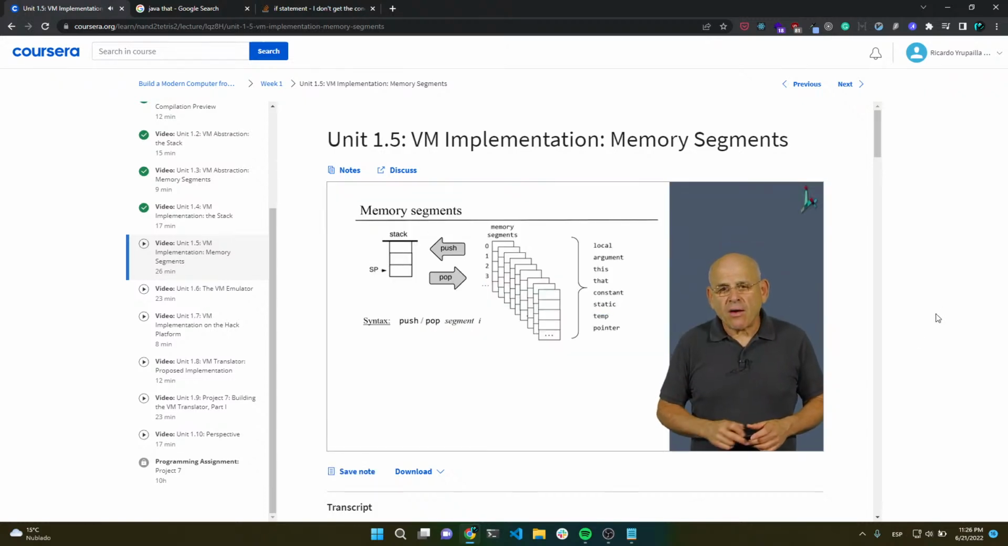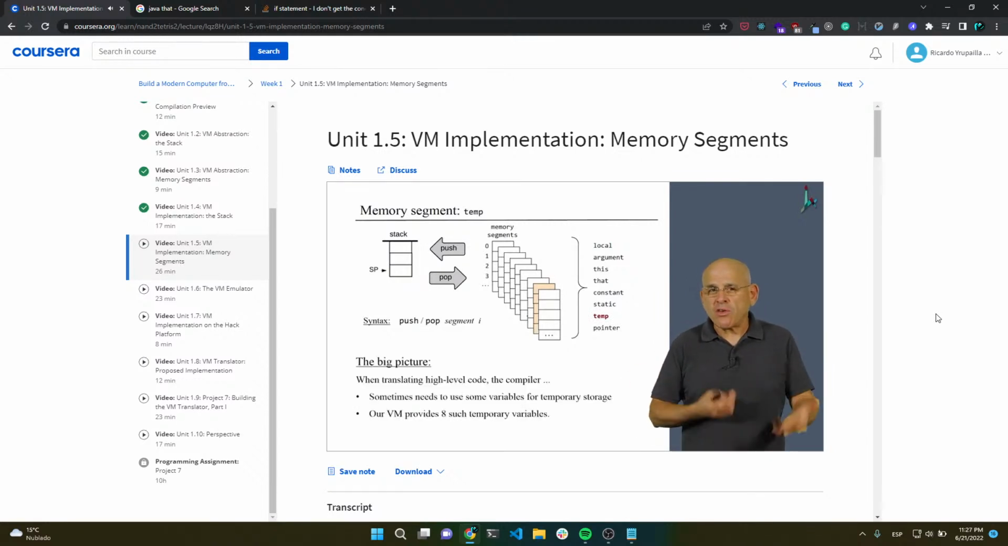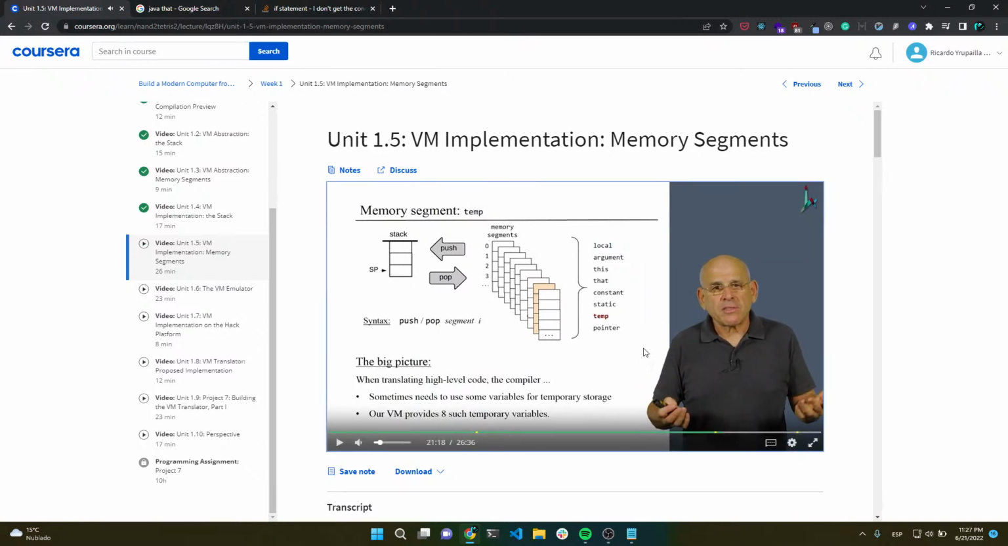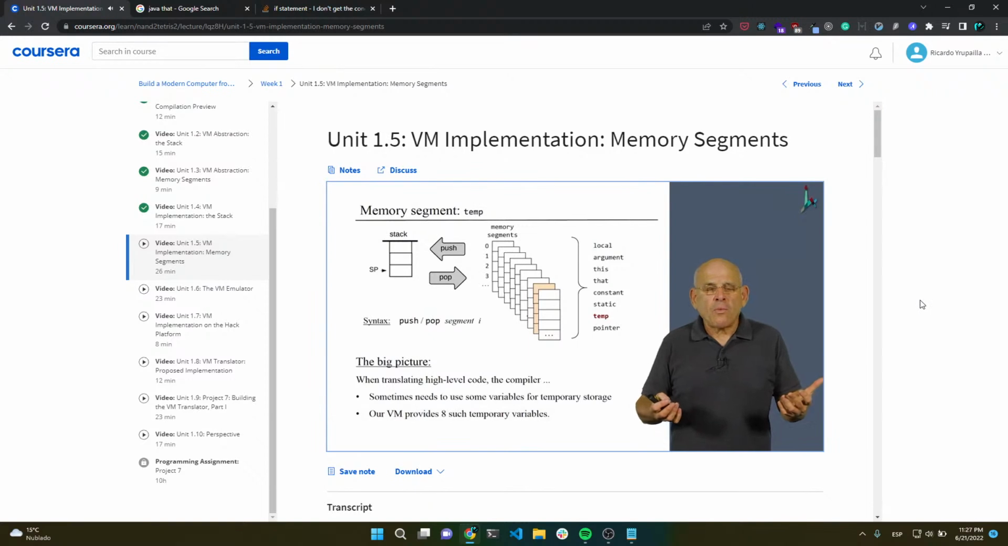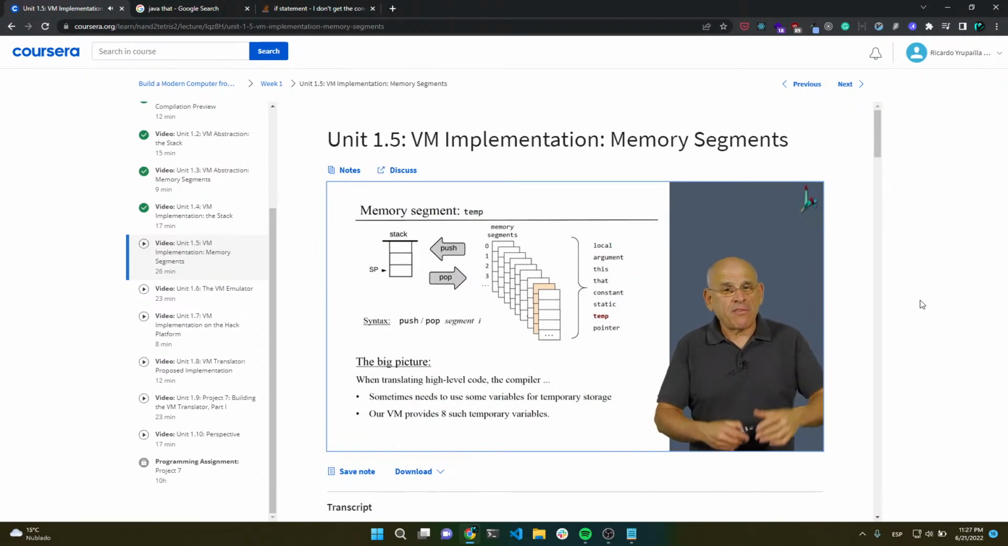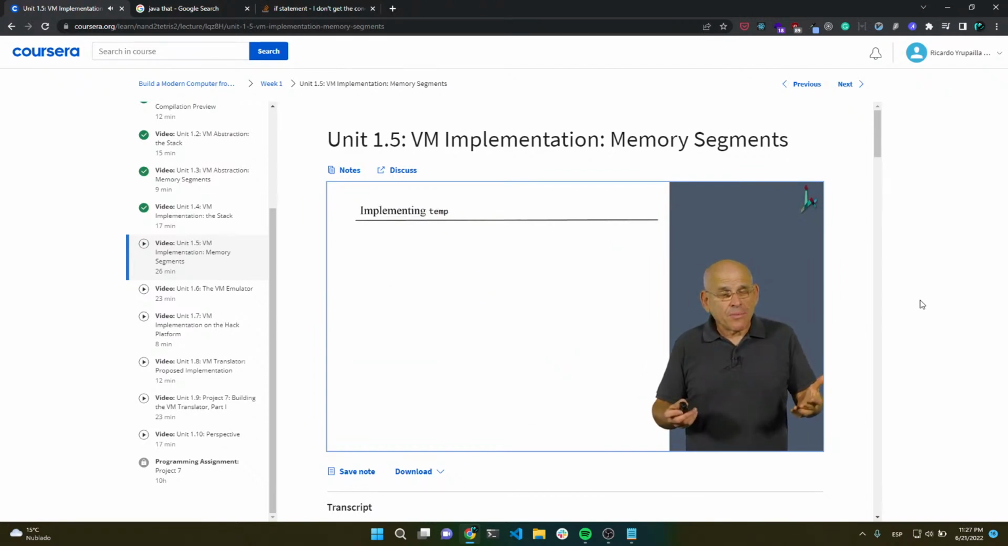All right, moving along, the next segment that we want to discuss is temp. Now, why do we need a temp segment? Well, it so happens that when the compiler generates code, when it translates your Jack program into VM code, it sometimes has to use some temporary variables. So we decided that we're going to allocate an 8-place segment called temp that will contain and serve these variables when needed. All right, so here's how we do it.